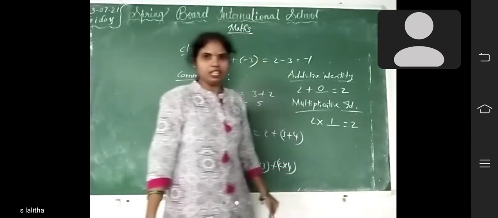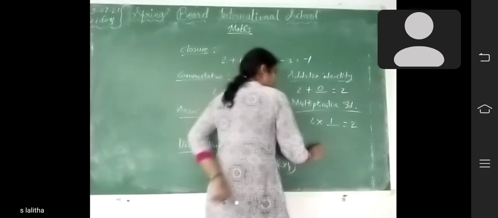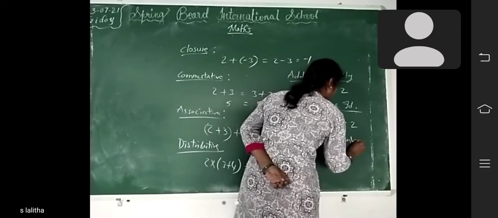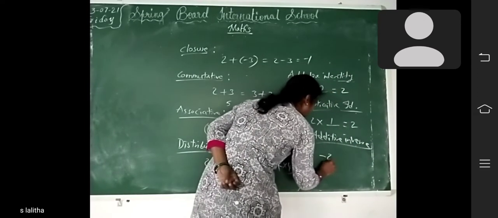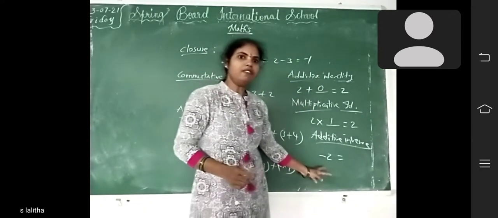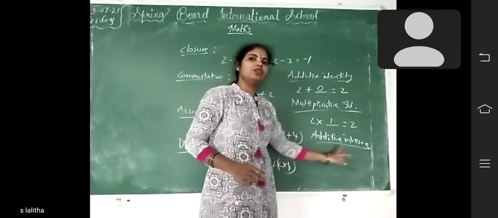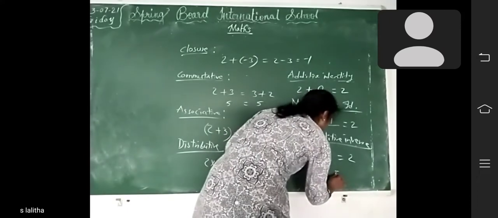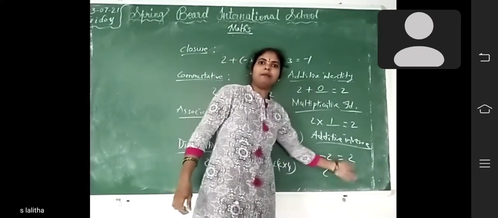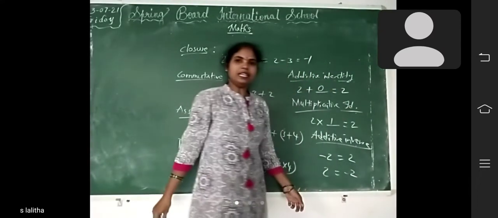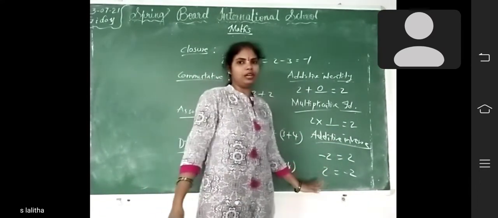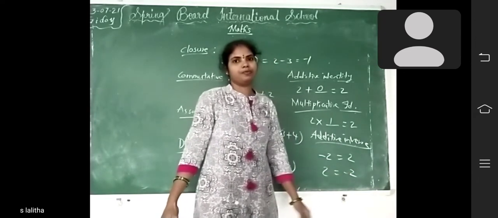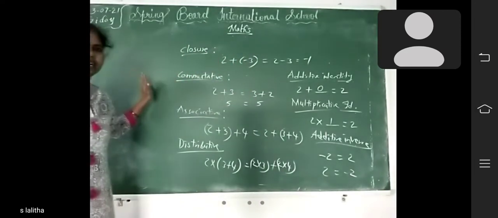And next, the last one, inverse property. Okay. Additive inverse. What is the additive inverse of minus 2? Here minus is there, no. So what is the additive inverse? Plus 2. Okay. Suppose here plus 2 is there, now what is the additive inverse of plus 2? Minus 2. Did you understand now? You have to change the sign only. Additive inverse of minus 2 is plus 2. Additive inverse of plus 2 is minus 2. Did you understand? These are the properties of integers we learned.